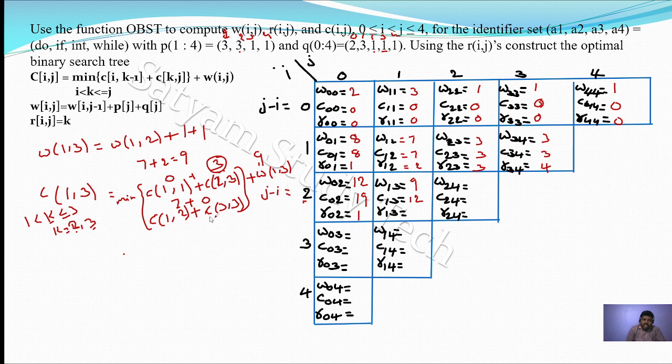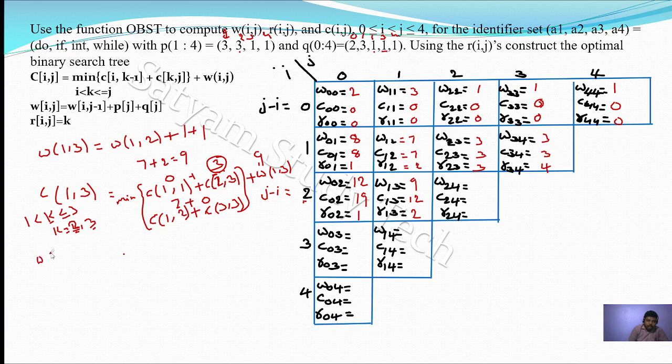So what is the k value? Which value did we consider as k? The k value is 2, then you get the 3 as minimum. So r of 1 3 equal to k, that is 2. So 9, 12, 2.